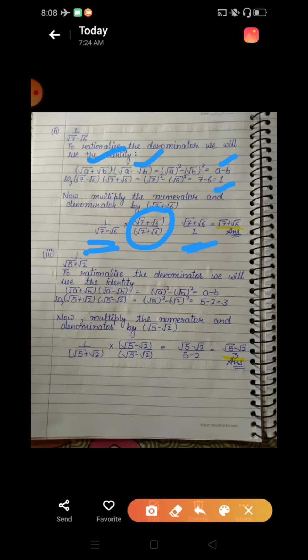Same in the next question, root 5 plus root 2. I have just changed the sign here to root 5 minus root 2. First of all you will study the complete question. I am just giving you an idea of what number you have to take. So for root 5 plus root 2, I have taken root 5 minus root 2. After using the identity we will get the denominator equal to 3, which is a rational number.